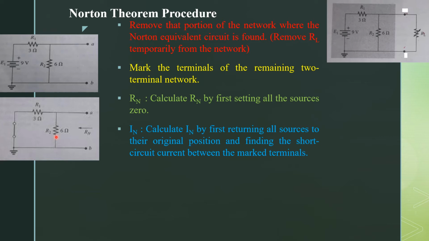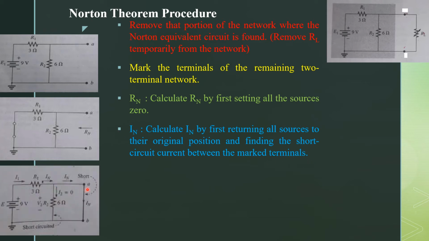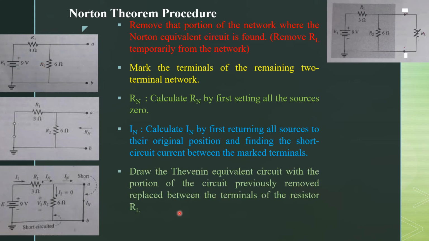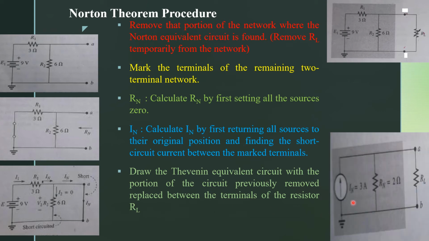In the next step, we have to find the Norton current. Calculate the Norton current by first returning all sources to their original position and finding the short circuit current between the marked points. From the figure you will see that the marked points are A and B. We have to find I Norton from that point in order to find the equivalent Norton circuit. Draw the Norton equivalent circuit with the portion of the circuit previously removed replaced between the terminals of the resistor RL. So this is the Norton equivalent circuit for that shaded region.